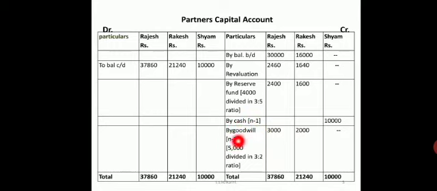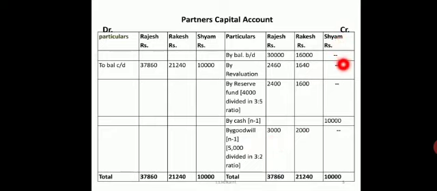So whatever amount of goodwill is brought, it is to be distributed to old partners in sacrifice ratio. So sacrifice ratio is not given, so old ratio itself is taken as sacrifice ratio. So 5000 is to be divided in the ratio of 3:2. It will be 3000 and 2000.